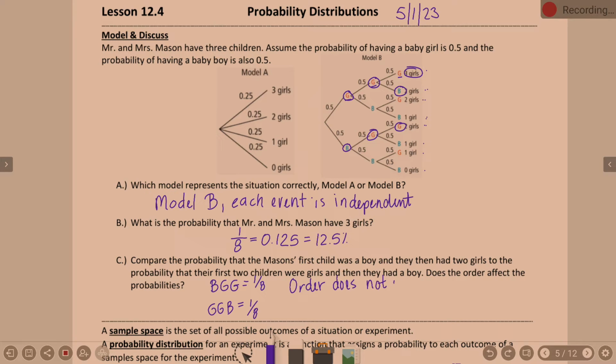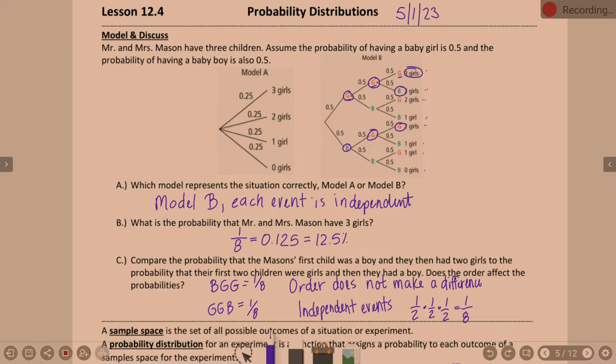So order does not make a difference. And again, this comes back to the fact that they are independent events. If you think about it, each time it was 1/2 times 1/2 times 1/2, which is always going to be 1/8. Okay. So a little bit more practice with the tree diagram there, getting us back into the probability.